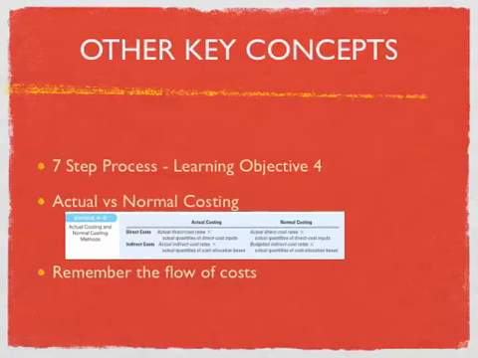Other key concepts in this chapter, you'll see that we need to consider the new 7-step process for job costing. And that 7-step approach really is nicely identified in the book. So step 1 is identify the job that is the chosen cost object. Step 2 is identify the direct costs on the job. So that would include direct materials and direct manufacturing labor.